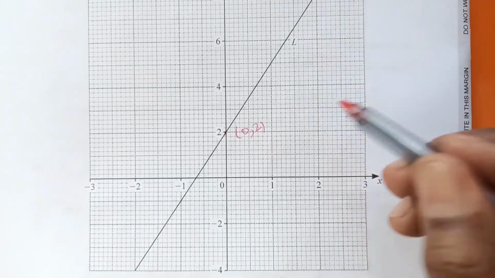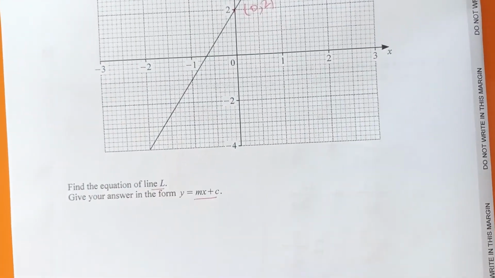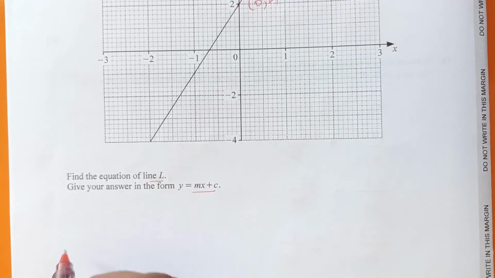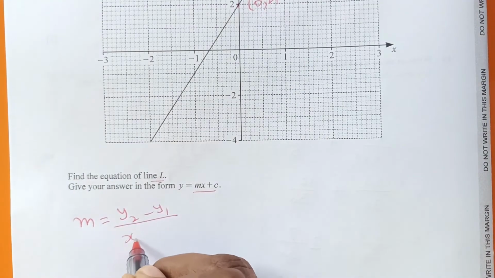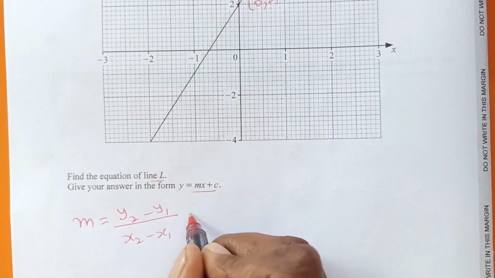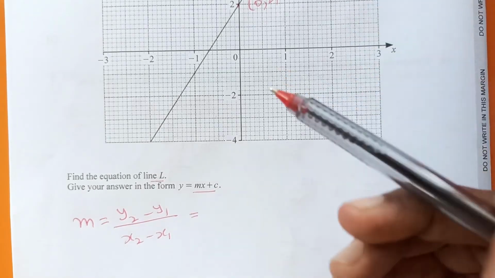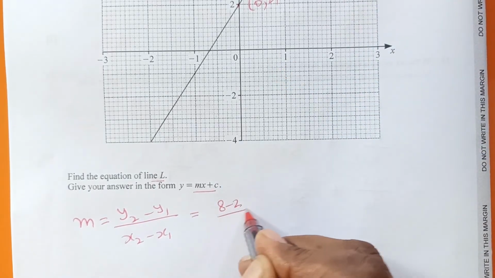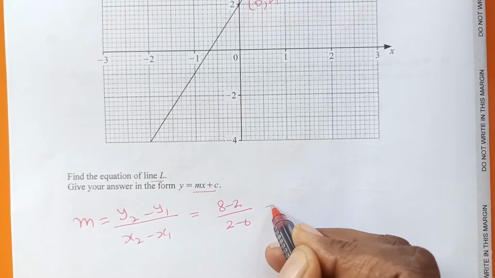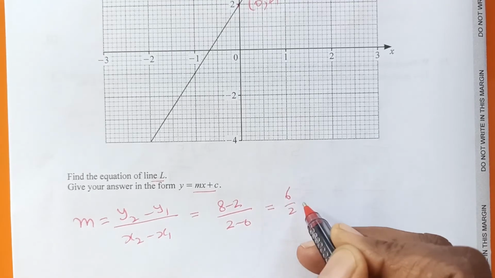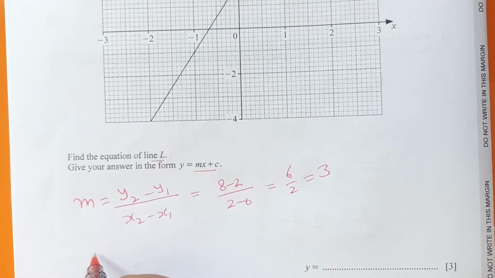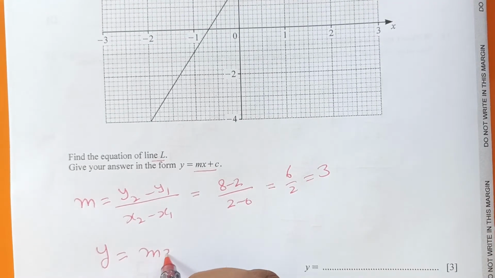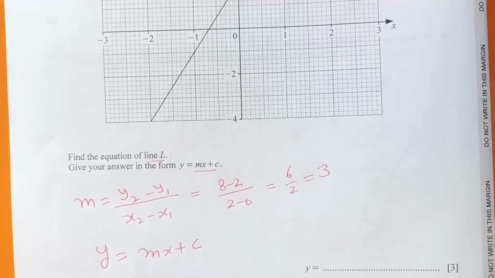So to find the gradient, that means the m, it is y2 minus y1 over x2 minus x1. So y2 minus y1 from here, 8 minus 2 over 2 minus 0. So 6 over 2, that is 3. So our gradient is 3. So the equation of the line is y equals mx plus c, so we got m as 3, so 3x plus c.